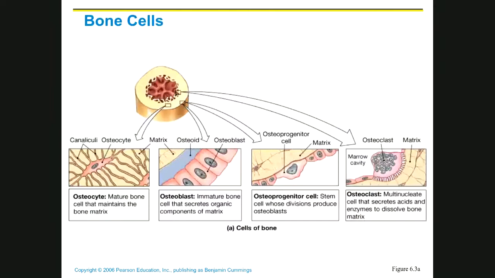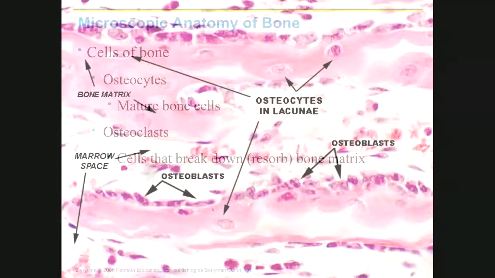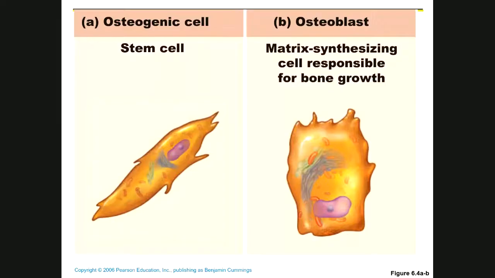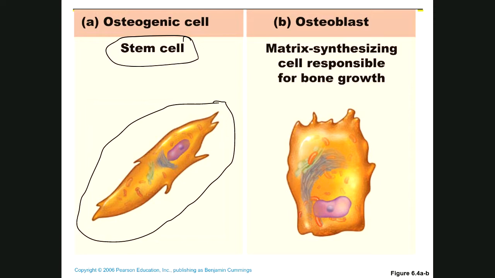And then there's one last type of bone cell. And these are stem cells. They're called osteogenic or osteoprogenitor cells. And they basically don't do anything until they turn into osteoblasts. So they're sort of reserve cells. And what they can do is they can divide. They can go through mitosis so that we can make more.